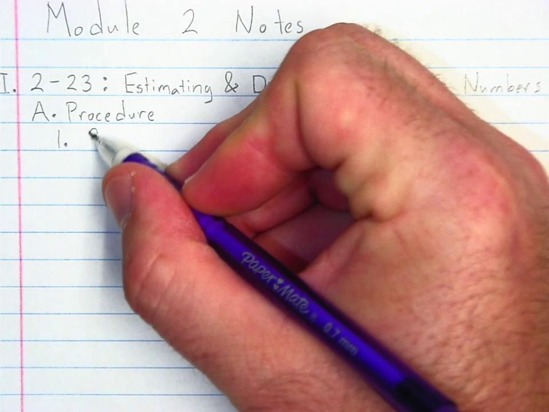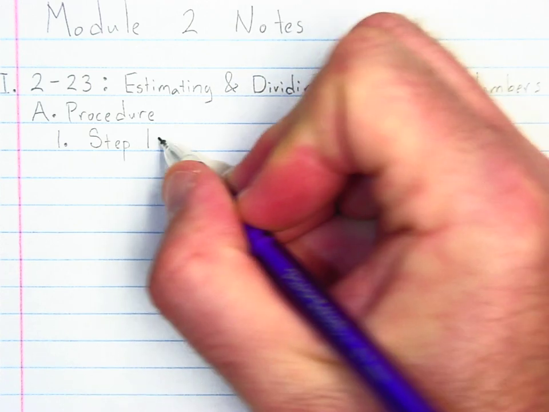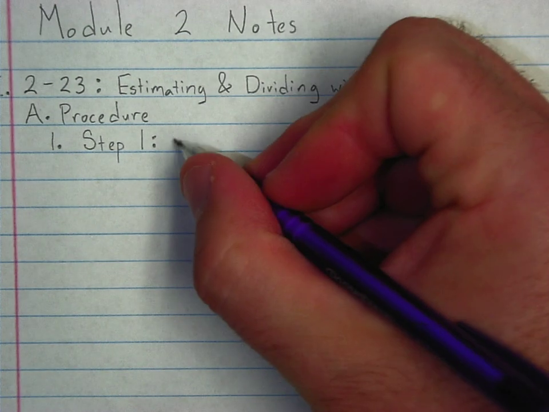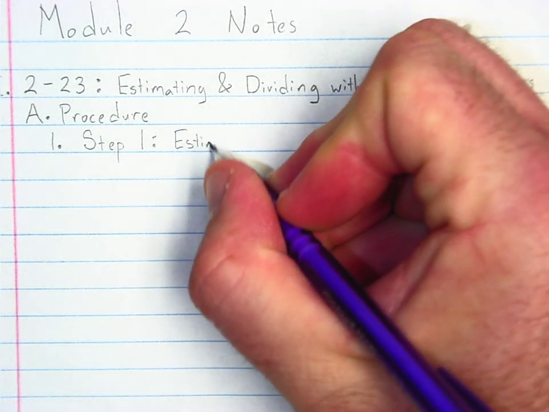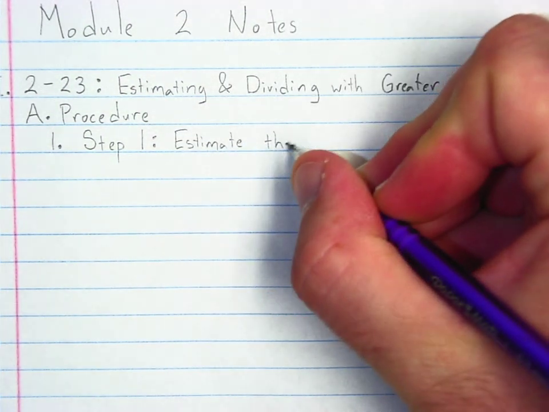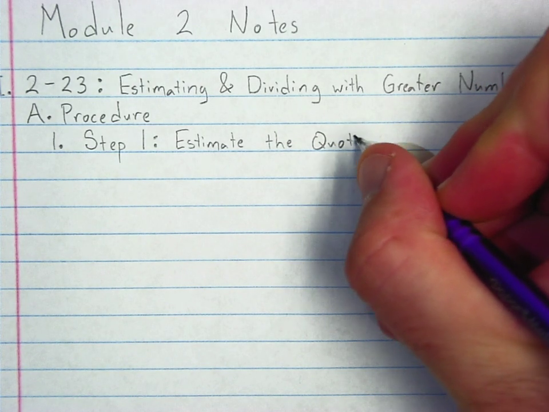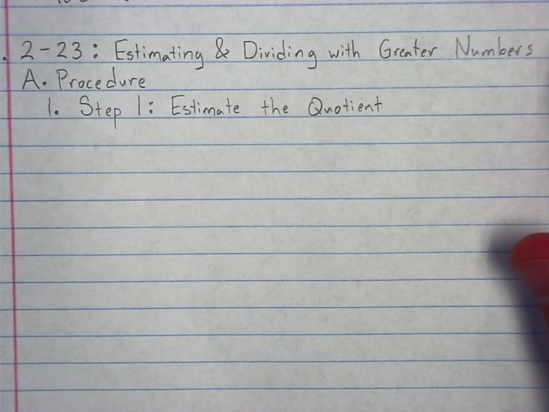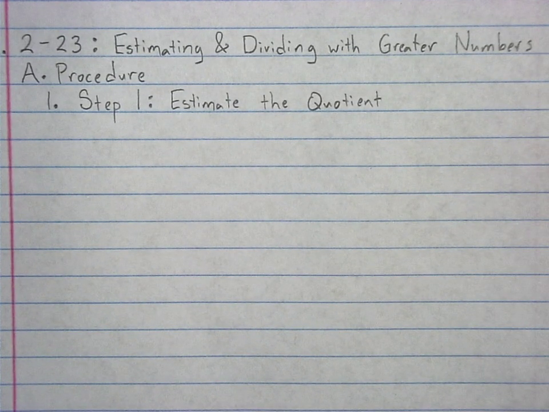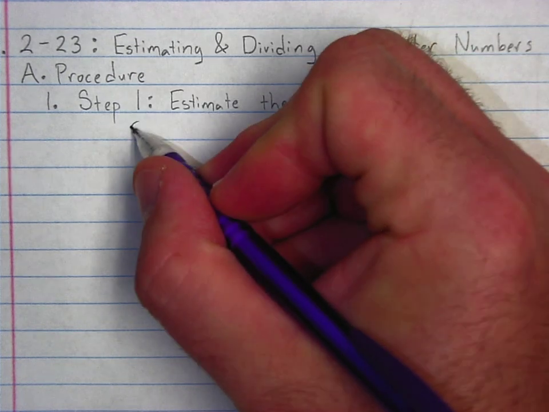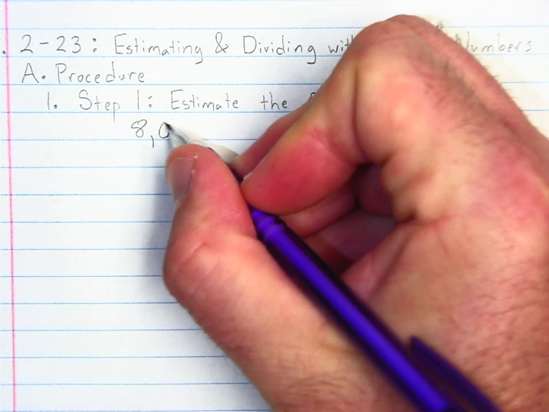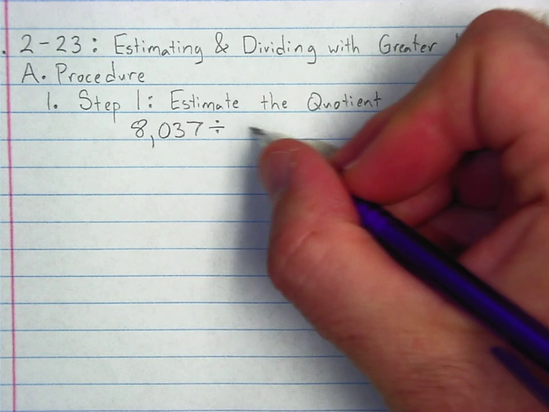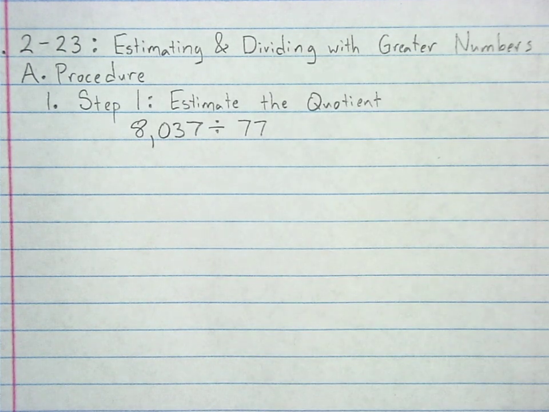Step 1, and I know that this has been challenging for some of us, but I really do want to keep practicing. For step 1, I want to estimate the quotient. And when you're estimating a quotient, when you're dealing with division, you really want to do your best to use compatible numbers. So for the example I have here, let's say 8,037 divided by 77. Okay.